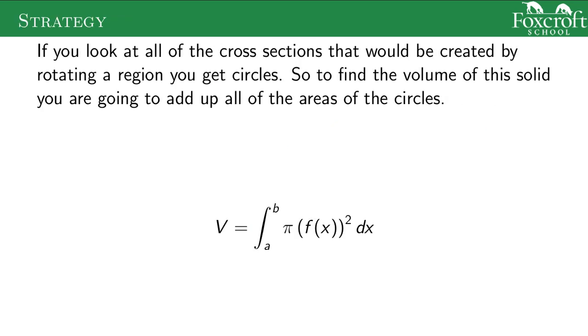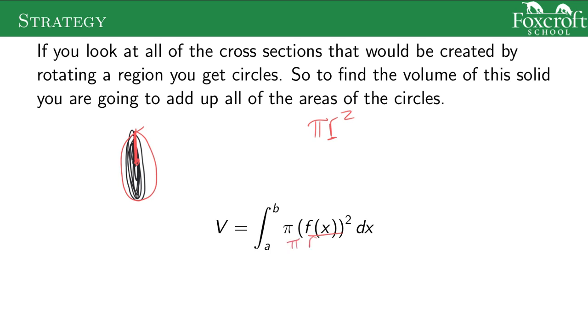The strategy for these is we're still looking at cross sections. If we start with a region and rotate it around, we get a circle. When you rotate something, you get a circle. So just like our previous cross-section formula, if all the cross sections are circles, the area of a circle is pi r squared. The radius is going to be the initial height of our region that we rotated around, so r is whatever our function is, and then it's pi r squared.